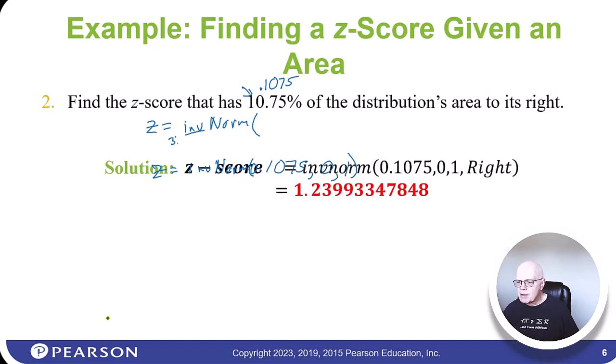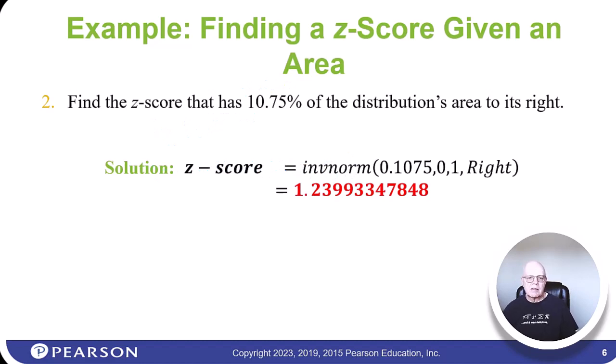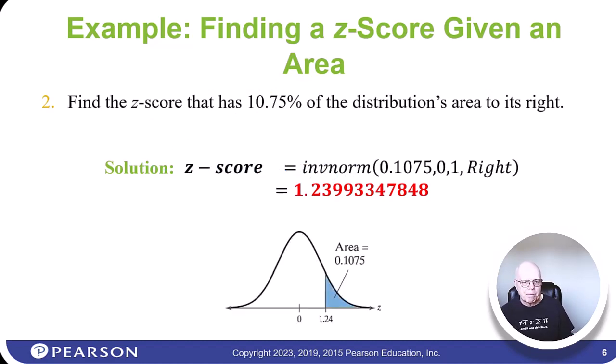Let me clean this up real quickly. Where's my cursor? Cursor's trying to hide. There we go. There you go. Nice and clean. There's our area, and there at the bottom is the z-score that corresponds to this area on the right.